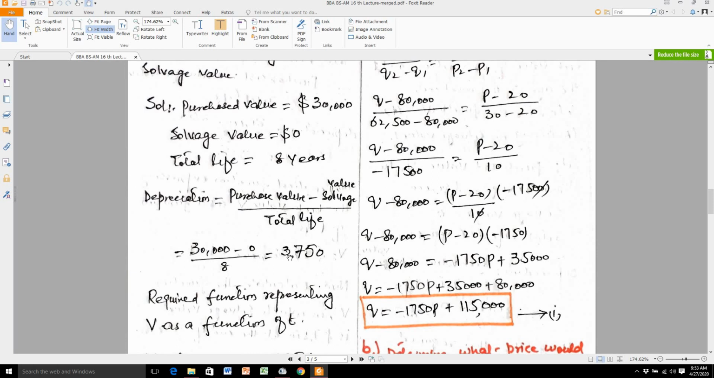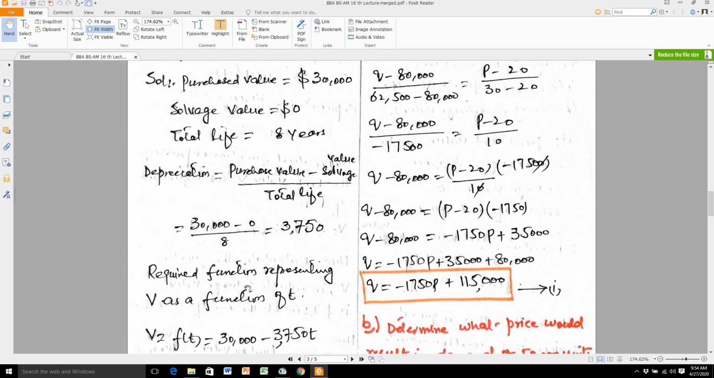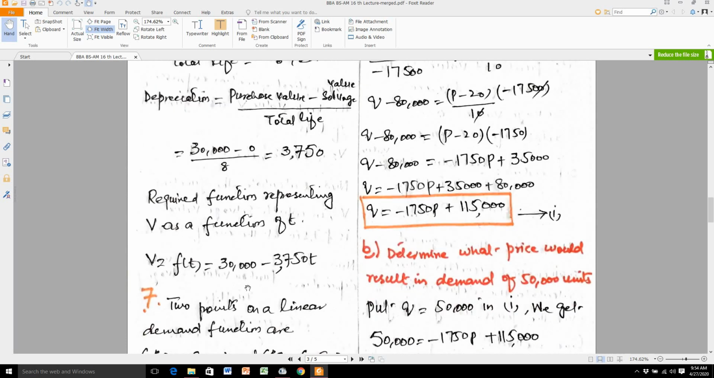we deduct as depreciation each year $3,750 from the purchase value of the asset. Each year the value of the asset goes down by $3,750. Now we see the required function representing V as a function of t.